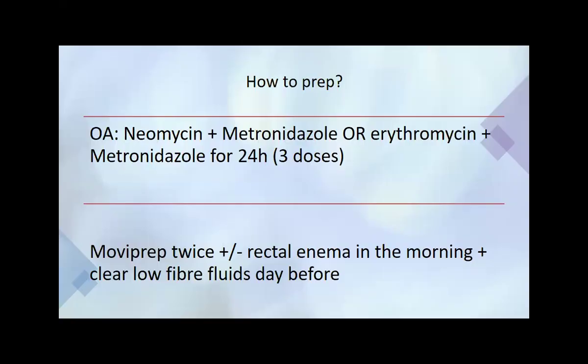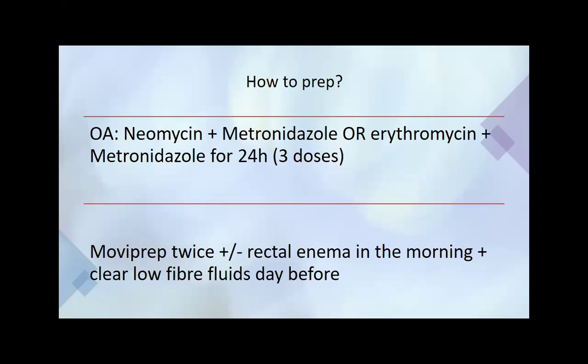And how to do that? The oral antibiotic preparation is to give two of these three antibiotics, neomycin, metronidazole, or erythromycin, any two of which, and they are given in 3 doses the day before the operation. For the mechanical preparation, you can use protocols like Moviprep twice daily, and you may do a rectal enema, plus or minus, the morning of the operation, and the day before, just juices with low fiber content, like apple juice.